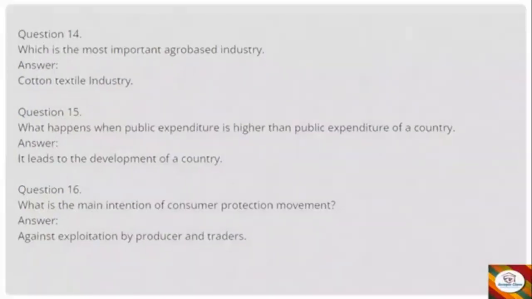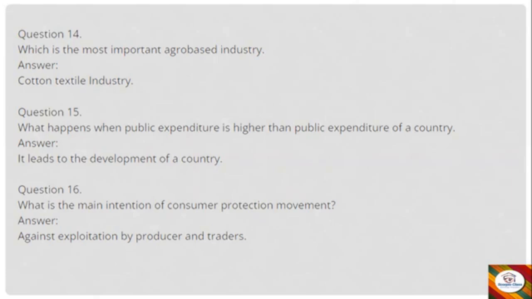Question 14. Which is the most important agro-based industry? Answer, it is the cotton textile industry. Question 15. What happens when public revenue is higher than public expenditure of a country? Answer, it leads to the development of a country.